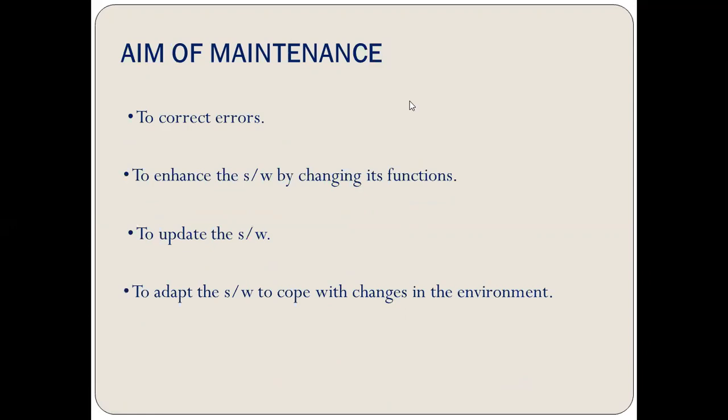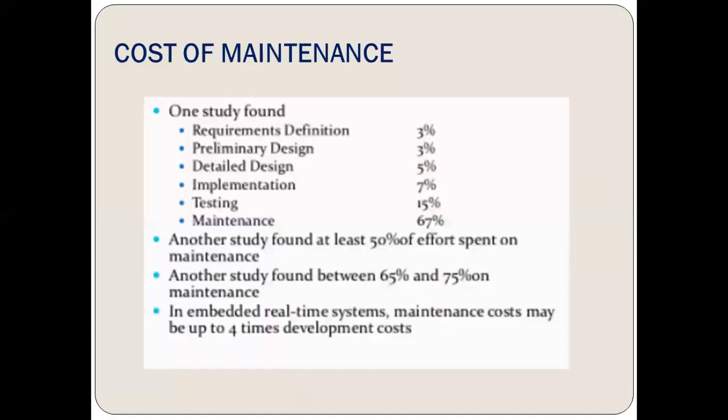Now, defining the aim of software maintenance in a simple way: to correct errors, to enhance the software by changing its functionalities, to update the software, and to adapt the software to cope with the changes in the environment. Now, after these 4-5 slides, you must have created a picture of software maintenance in your mind: these are the factors which can be included as the need of maintenance, what is maintenance, and what are the aims of maintenance. They are almost the same. The only difference is the way of presenting them, right? The concept remains the same.